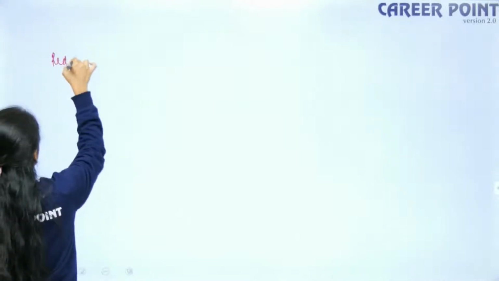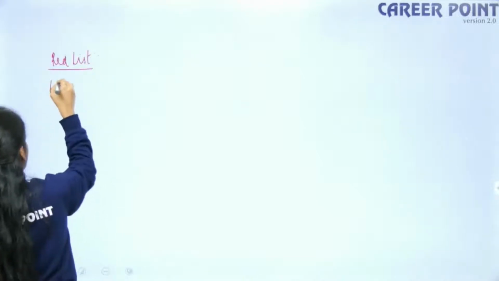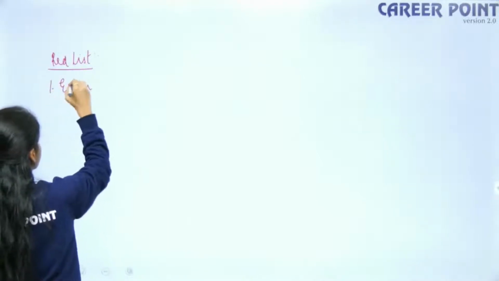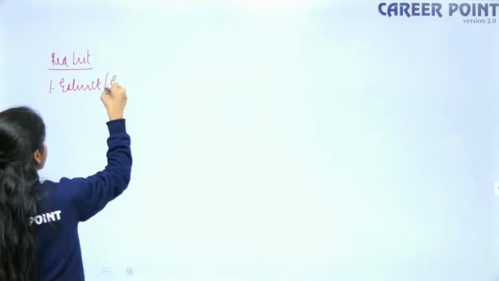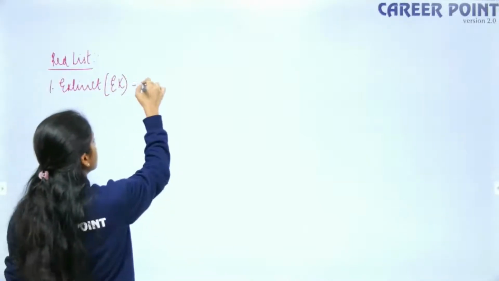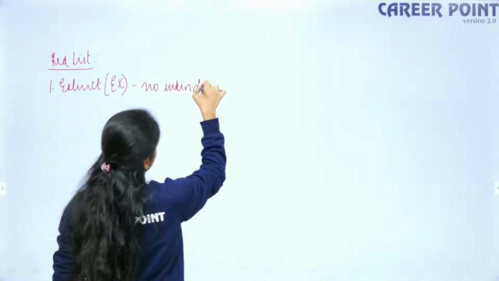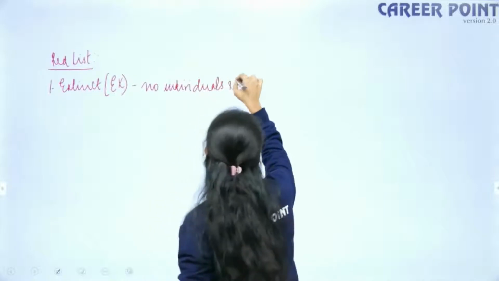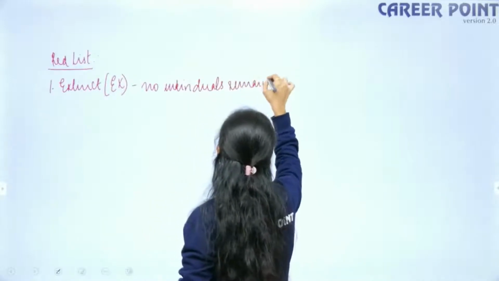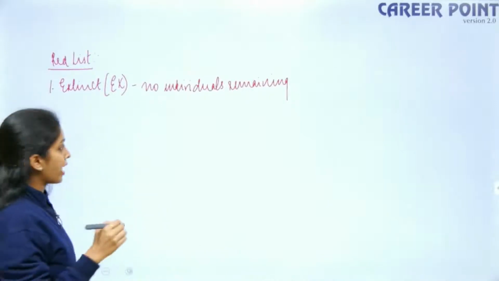Red list and grey list. So you have four categories. The first one is extinct. Extinct is represented by EX. Extinct means no individuals of that particular species are remaining. So this is your extinct.